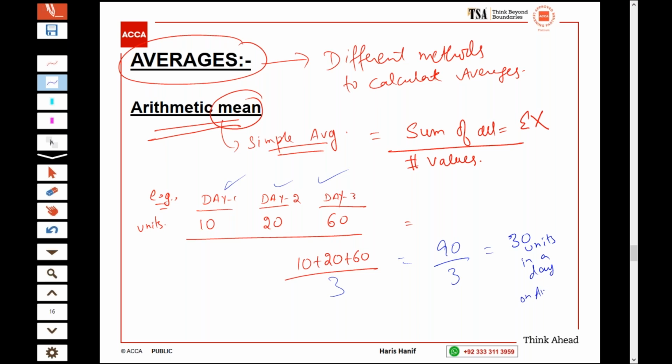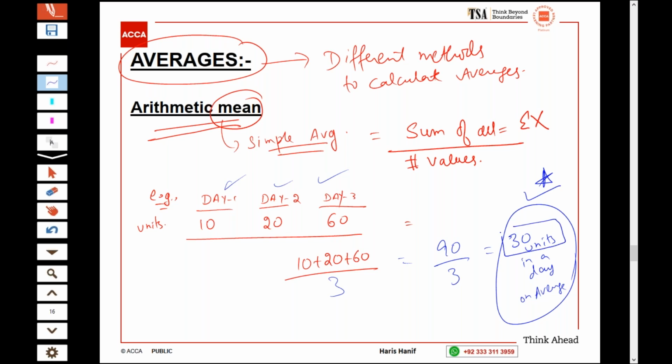This is on average. What does it mean? On average, I had sold 30 units in a day. Now, why is the average figure calculated? Just listen to it verbally. You calculate the average figure in order to predict the future. If on average there are 30 units in a day, then in the upcoming months, how many units can be sold? You will have to multiply with the respective time period.